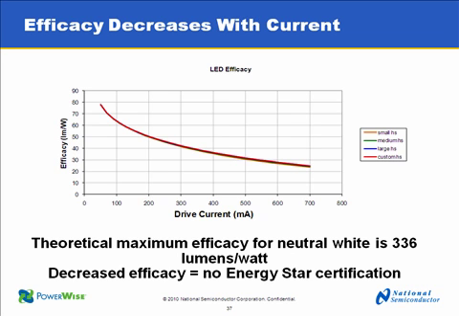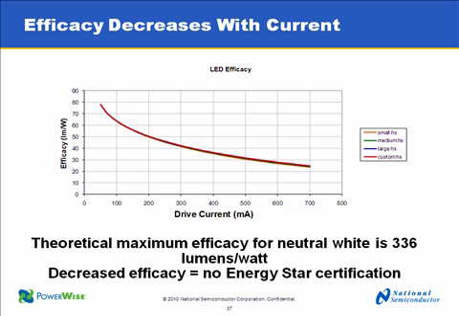As I mentioned earlier, the luminous efficacy, which is a measure of the efficiency, the lumens per watt, also decreases with current. In this particular graph, we see that as the current drops down, we can get up to 80 lumens per watt out of this particular LED. But as we drive this thing up at 0.7 amps, it's only 25 lumens per watt, which is pretty bad. Theoretical maximum efficacy for a neutral white light is 336 lumens per watt.